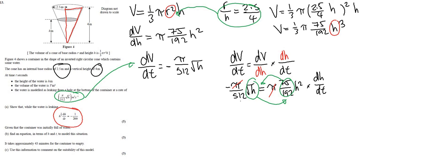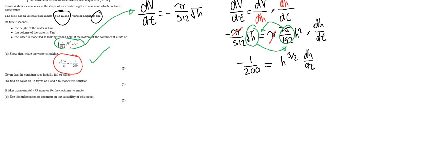So what we end up with, okay, well, if I divide h squared by the square root of h, that's 2 minus a half. That means that I'm going to get h to the power of 3 over 2, 1.5. Okay, and I've still got my dh by dt. I've divided by the fraction, so that's gone. 1 over 512 divided by 75 over 192 comes to a very satisfying 1 over 200. And then I have got exactly what I want for part A. So that's part A taken care of.